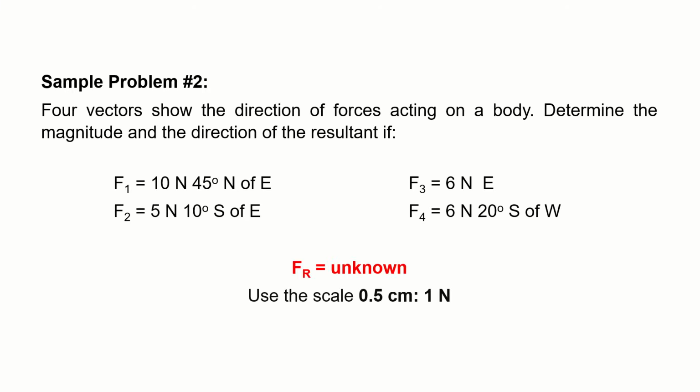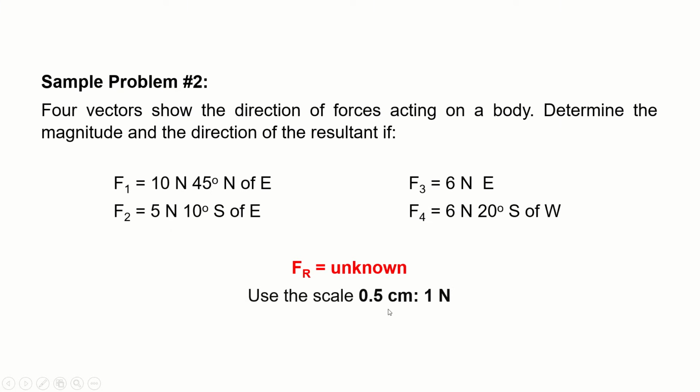Using our sample problem number 2, four vectors show the direction of forces acting on a body. Determine the magnitude and the direction of the resultant if force vector 1 is 10 newtons 45 degrees north of east, force vector 2 is 5 newtons 10 degrees south of east, force 3 is 6 newtons east, and force 4 is 6 newtons 20 degrees south of west. So we want to know our resultant force. The resultant force is unknown.